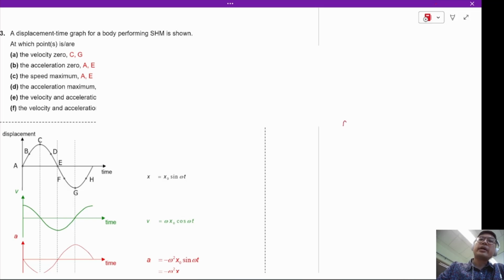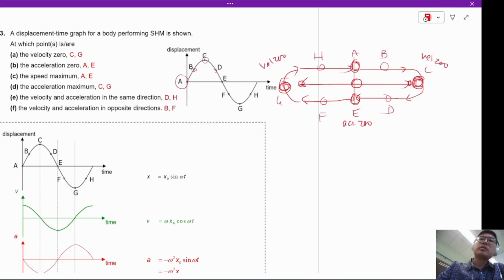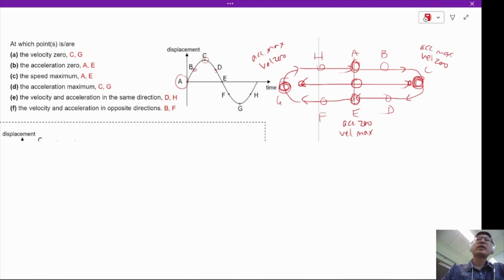Over here, the acceleration is 0, velocity max. Over here, the acceleration is max, velocity 0, acceleration max. Okay, so you can see that at the ends, the velocity is 0, acceleration is max. Then in the center, the velocity is max, but the acceleration is 0. Then it goes over to the other side.